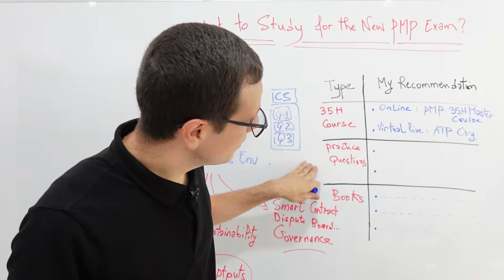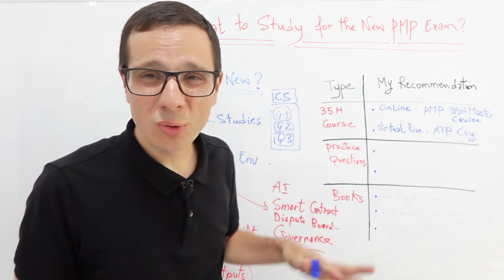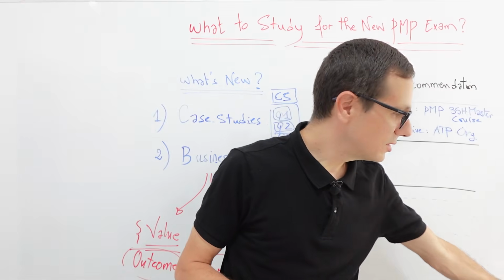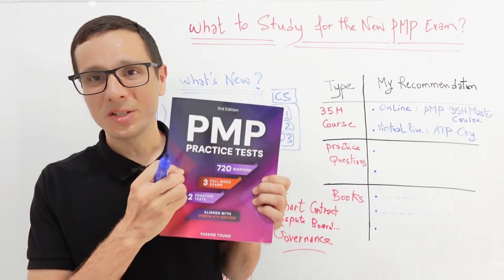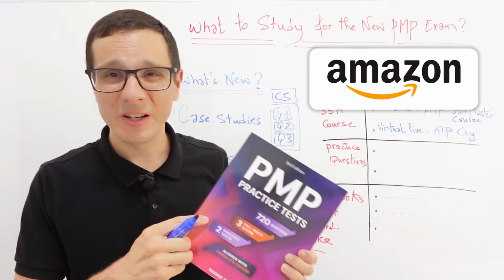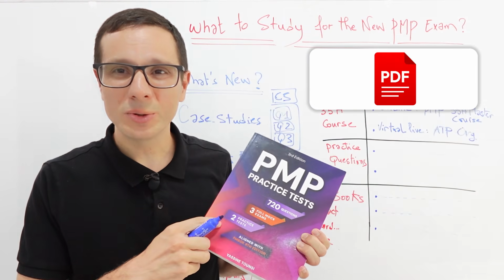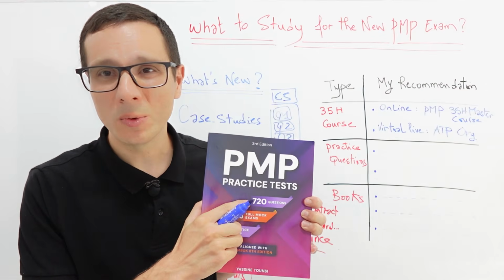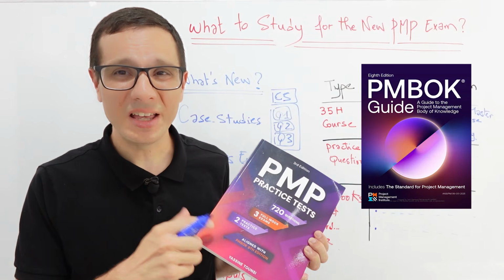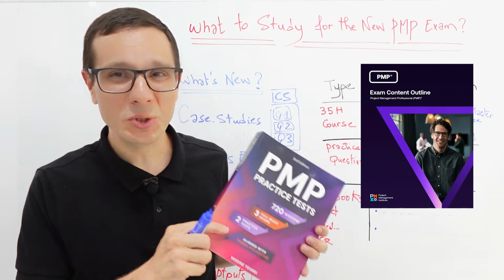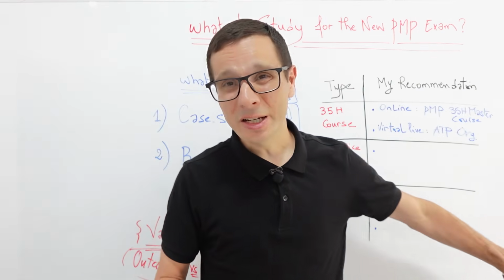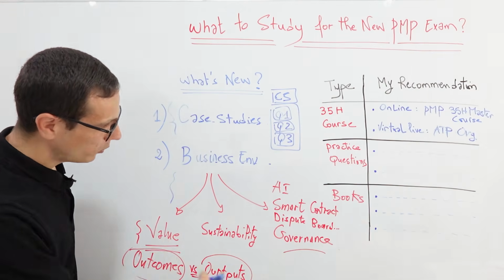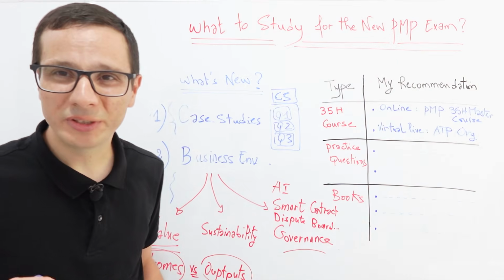Now let's move on to the practice questions. Again, you have 2 options, and again I'm recommending my resources. I have a book called PMP Practice Tests. This book is available on Amazon. It's available as a PDF as well, and also the same content is available on Udemy. This book contains 720 questions. It's aligned with the PMP 8th edition and also aligned with the new exam content outline, and includes case studies like we have discussed here, and also includes all these new concepts that we have already talked about.